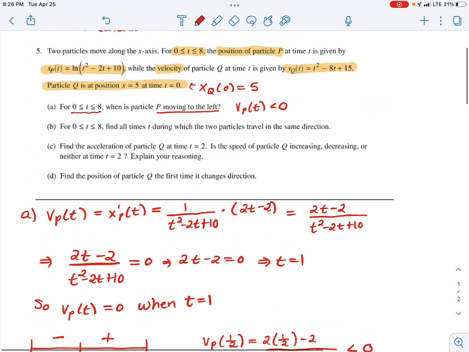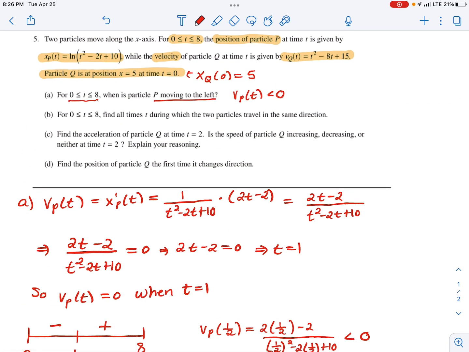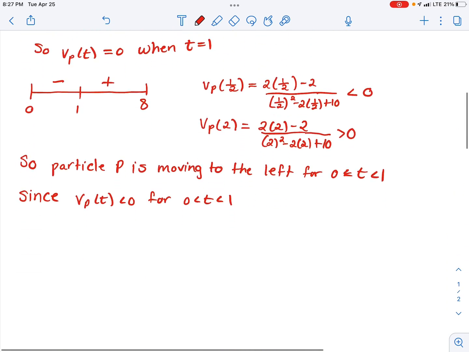So now with B, it says find all times t during which the two particles travel in the same direction. So I'm going to have to figure out for what times VQ of t is positive or negative, traveling from left to right. In other words, where is the velocity going to be positive or negative for the particle Q? Since I already have the velocity function, I really just have to set this one equal to 0, solve for t, and then make a number line for this one.